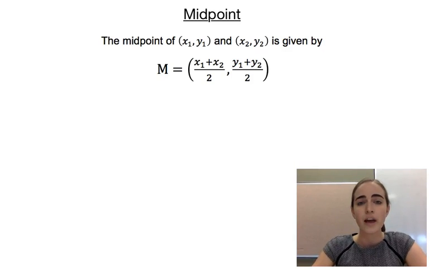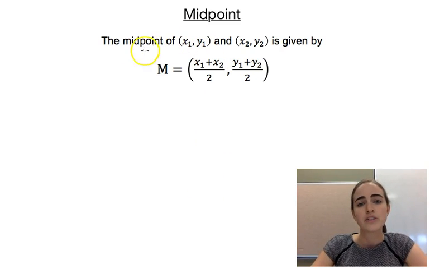In this video, I want to have a look at finding the midpoint between 2 points. So the midpoint of x1, y1 and x2, y2 is given by this formula here. So we've got midpoint, capital M, is equal to x1 plus x2 over 2 and y1 plus y2 over 2. Now this formula isn't on your formula sheet, so you do need to remember it and understand it.